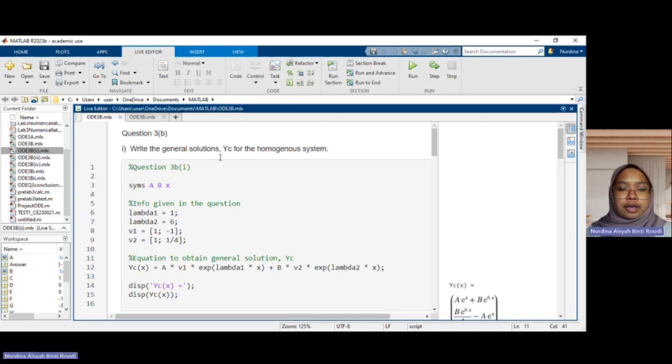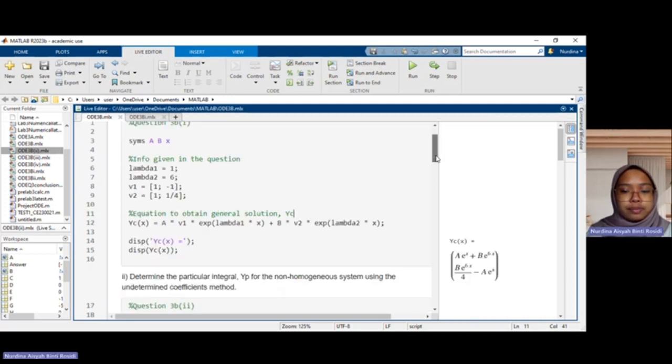Okay, for the first step, which is the first question in 3b, write the general solution yc for the homogeneous system. The first one is syms a b x. It is to declare the symbols used in the coding. Next, the info given in the question, where lambda1 and lambda2 are the eigenvalues, and v1 and v2 are the eigenvectors. Next, the equation to obtain the general solution yc.